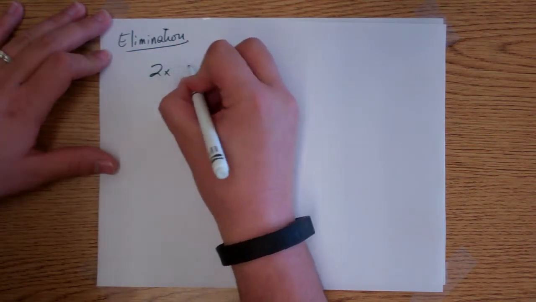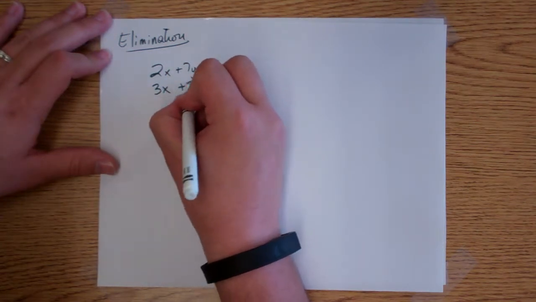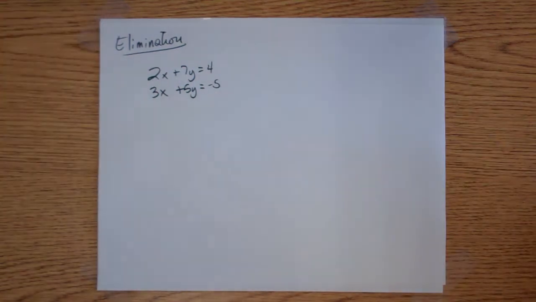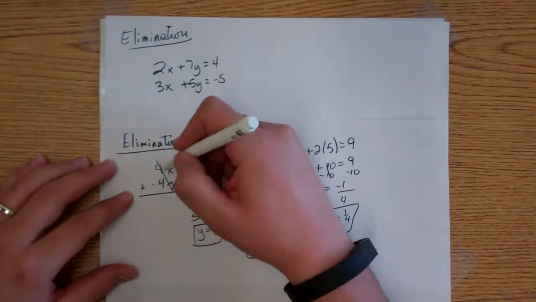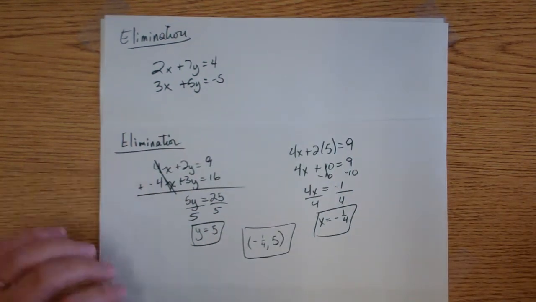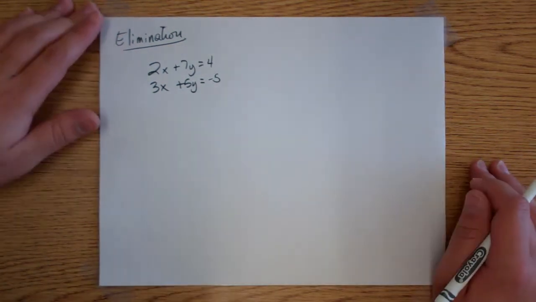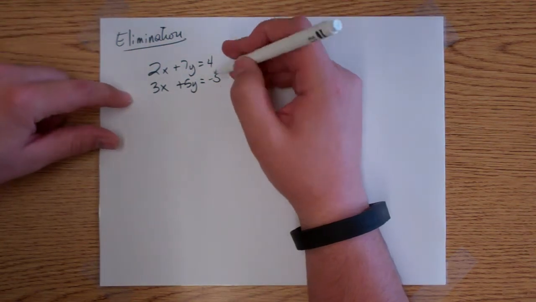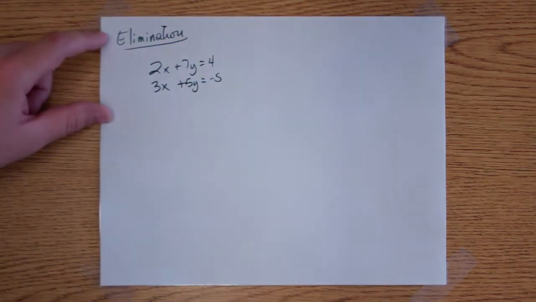Let's look at 2x plus 7y equals 4, and 3x plus 5y equals negative 5. Now, this one wasn't as nice as the first one, where they gave us 4 and negative 4, so they'd easily cross out and cancel out. Since they didn't do that for this one, we have to multiply the top by a number and the bottom by a different number, so that it forces two of the variables to be opposites of each other.